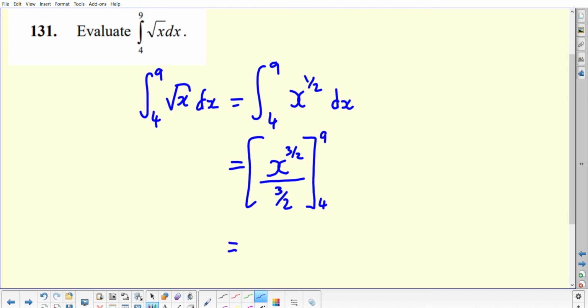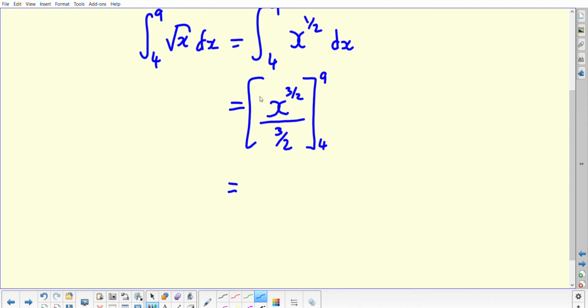Before I would do anything with the limits, I would expect this to be tidied up, and remember that dividing by 3 over 2 is the same thing as multiplying by 2 over 3, the fraction flipped. So I'm going to rewrite this expression here with a 2 on the top, 3 on the bottom. In terms of my x in power, I should understand that that's the square root of x cubed.